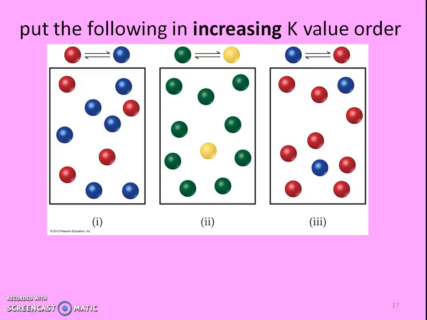So pause the video, see if you can put I, II, and III in order from increasing K value. So in other words, your smallest K value to your largest K value. And then do you understand the why? Can you give a reason?